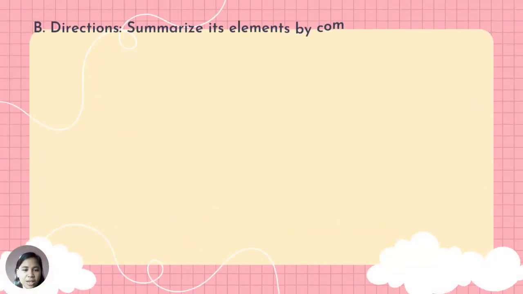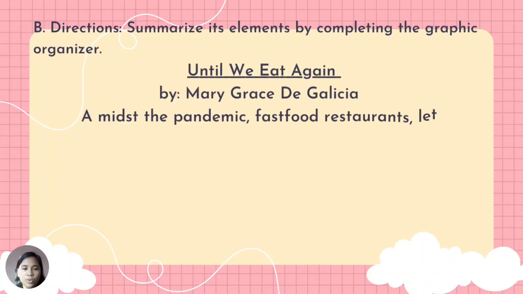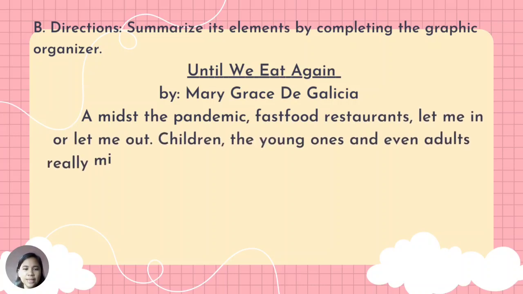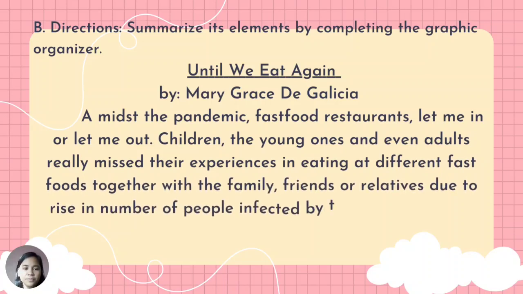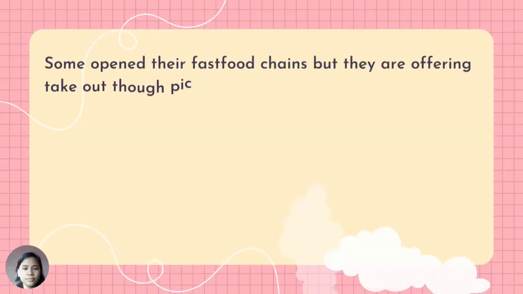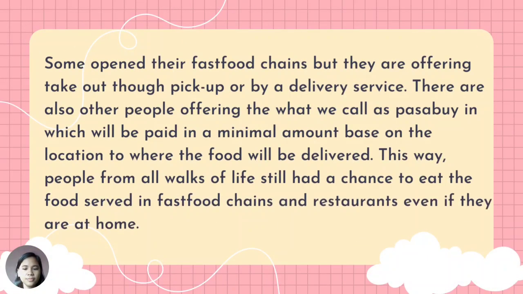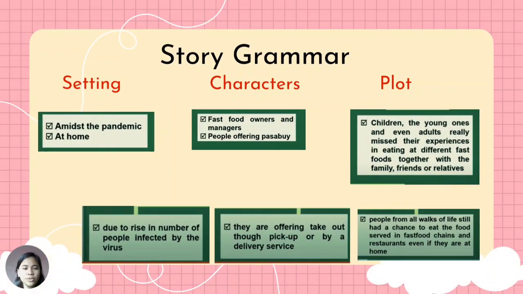Now, let us have this activity. You have to summarize its elements by completing the graphic organizer we have earlier. The title is Until We Eat Again by Mary Grace de Galicia. Read the selection. And this is the possible answer to that activity. We have the story grammar where there is setting, characters, and plot.